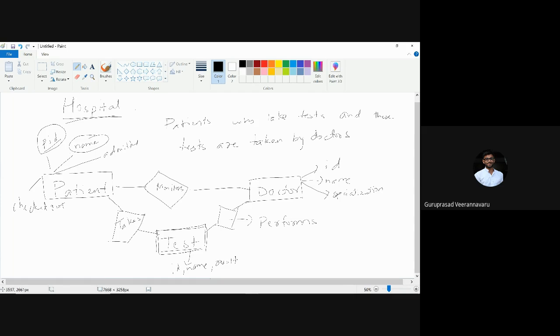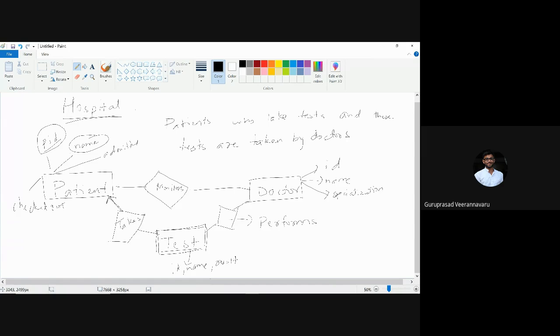Okay. So if you see the relationship between test and patient, a test is totally dependent on the patient, right? You cannot conduct a test without a patient. And we can do multiple tests for one patient. So one to many kind of mapping is identified by an arrow like this.